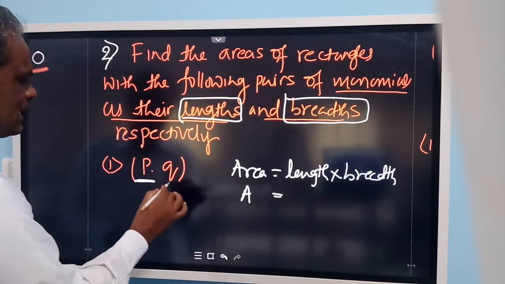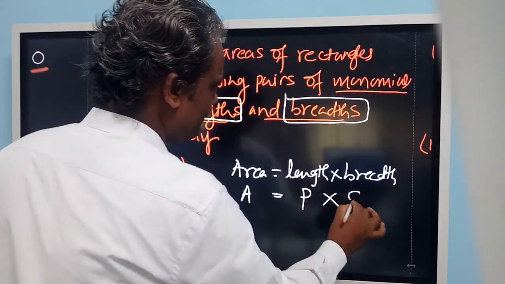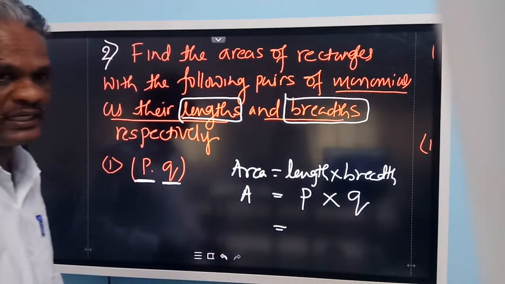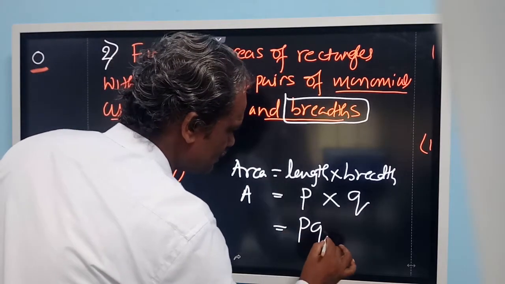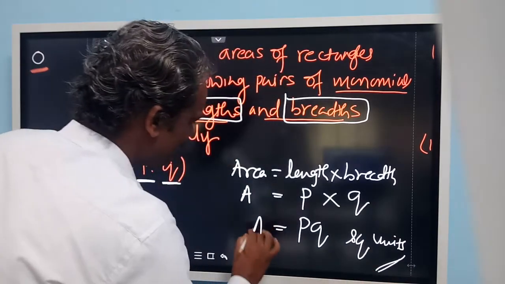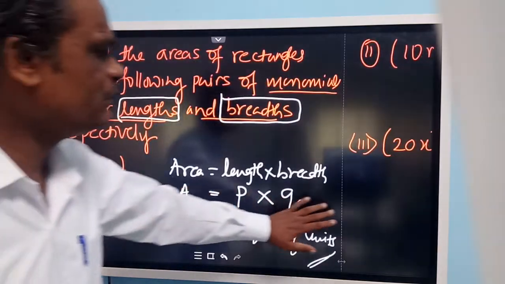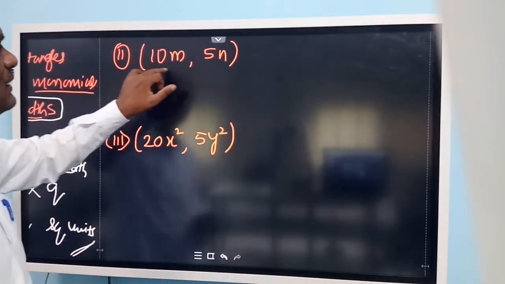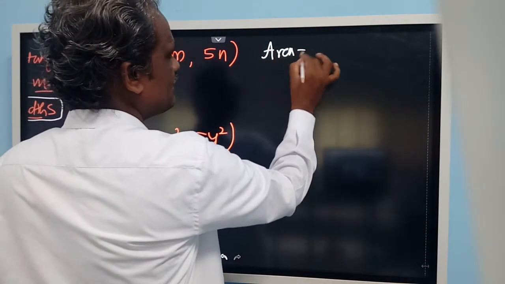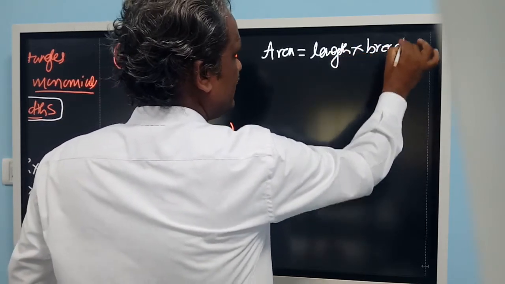Now area is equal to length and breadth they have given respectively. This is length, P is length and Q is breadth. So in place of length let us write P. In place of breadth you can write Q. So the answer, it is a monomial and monomial. P into Q gives you PQ square units. This is the area of this rectangle. So now let us take one more question. Listen here. Here length is 10 mm, breadth is 5 mm. So area of the rectangle is equal to, once again you write the formula, length into breadth.